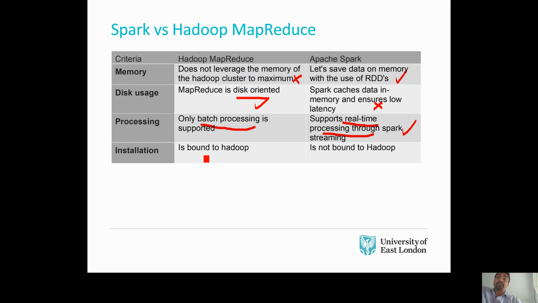So installation, MapReduce, Hadoop MapReduce. For running a MapReduce job, you have to work only with Hadoop. But Spark is not restricted to Hadoop. You can set up and configure Spark, and then you can read data from anywhere. It's not bounded to Hadoop. But with MapReduce, you have to read data from HDFS directly.